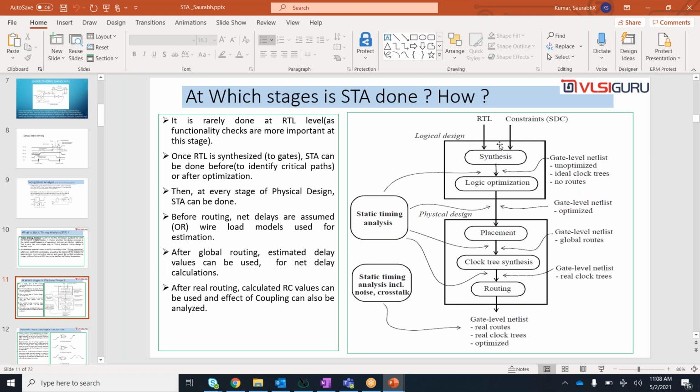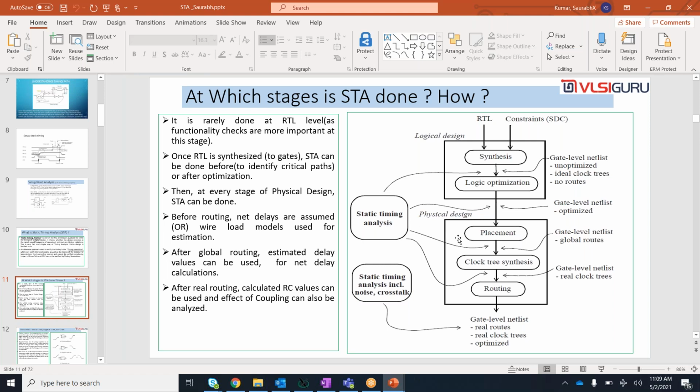This is called the logical design. In the logical design, our clock will be ideal. We will not have the routing. We will have this SDC, and we will have the logical library. Using that we can do the static timing analysis before optimization, and we can do the optimization based on the validation which we can have.